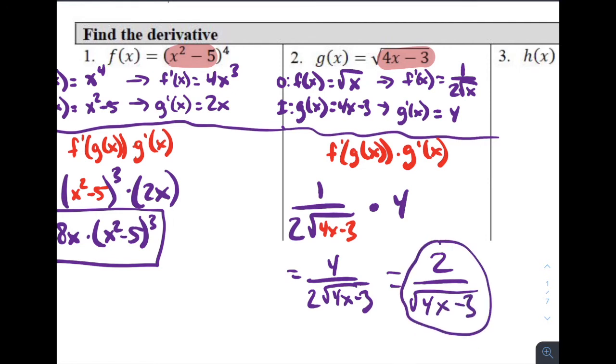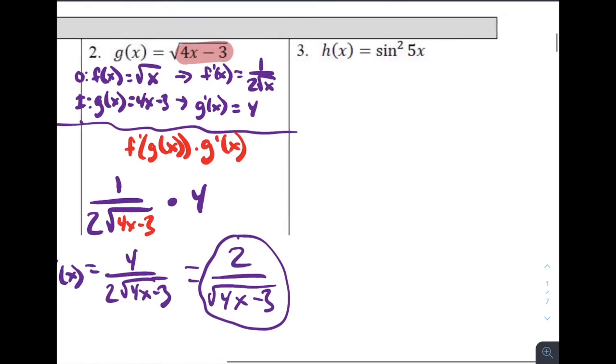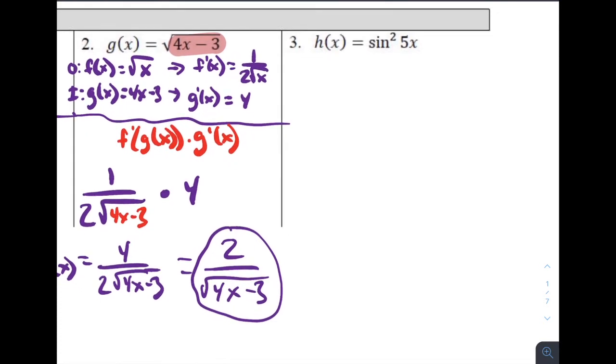That is our derivative function for g of x, which we should call g prime. That's going to be number 2. Number 3. Ooh, this one looks like a 3-layer one. 3 layers to it. How would I rewrite this?